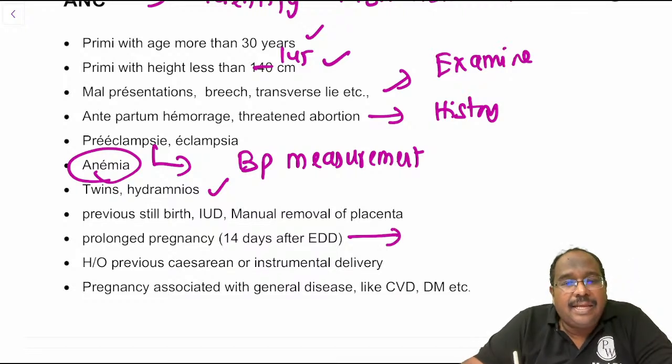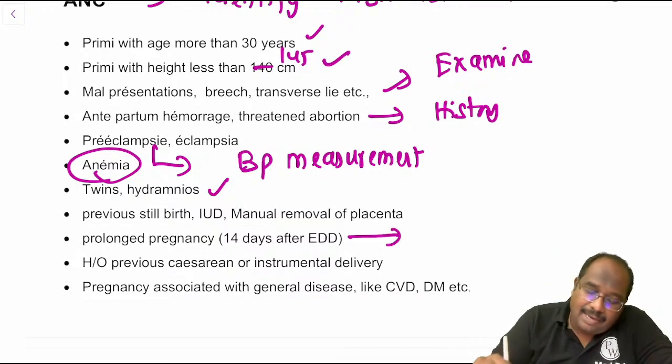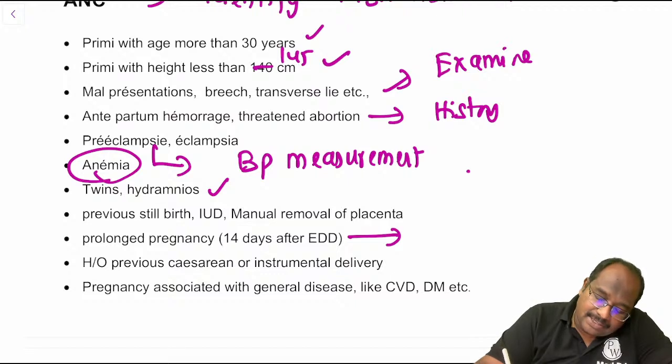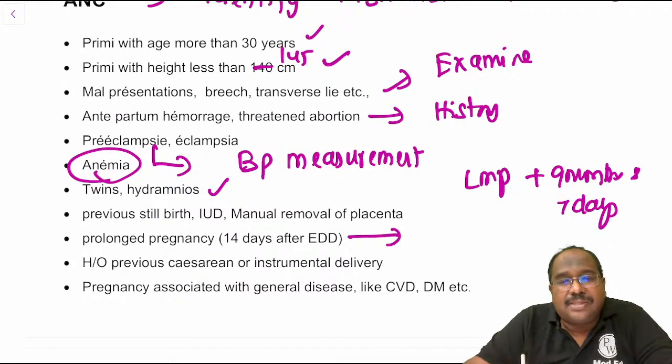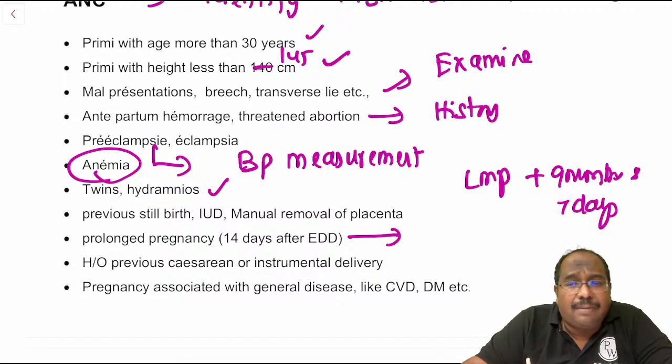What is EDD? Expected date of delivery. LMP, last menstrual period, plus 9 months and 7 days. Okay, 7 days, 9 months and 7 days. You are going to calculate from the LMP whether it's a prolonged pregnancy or not.